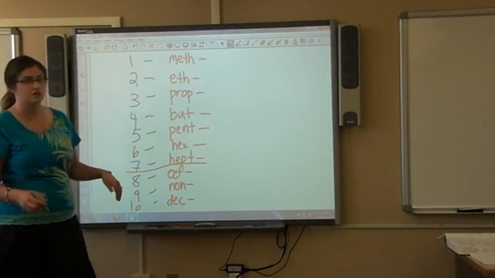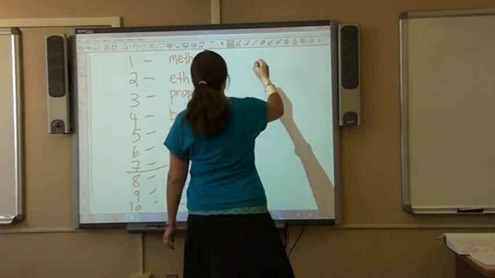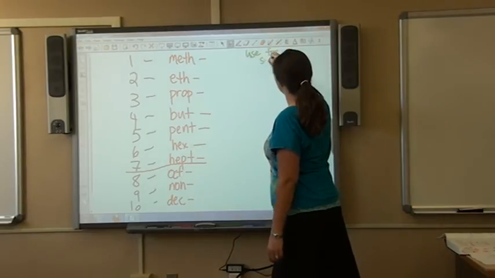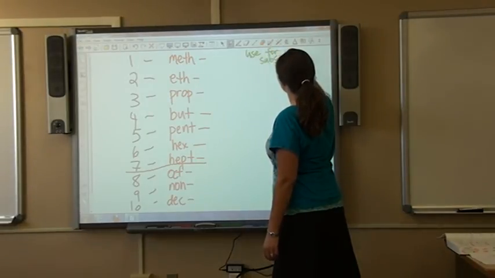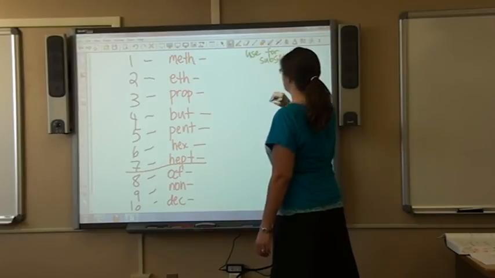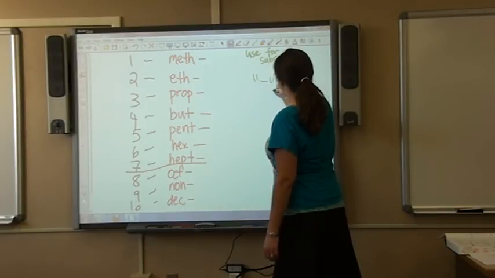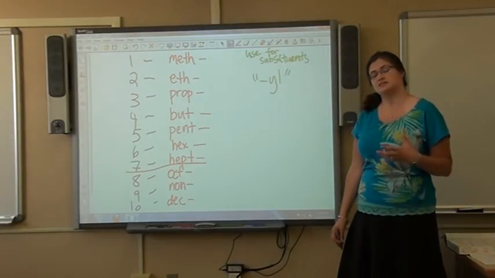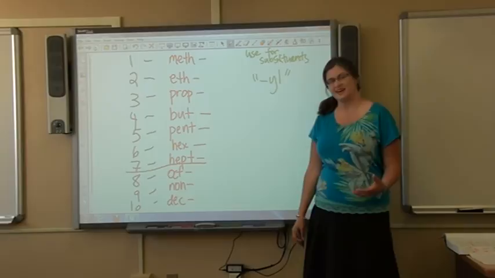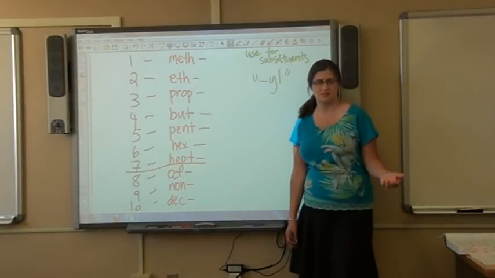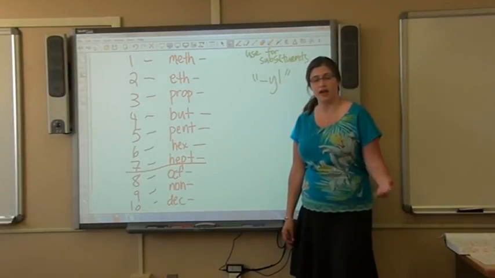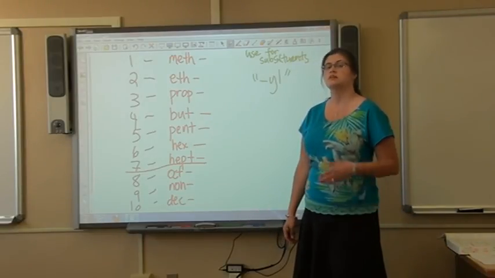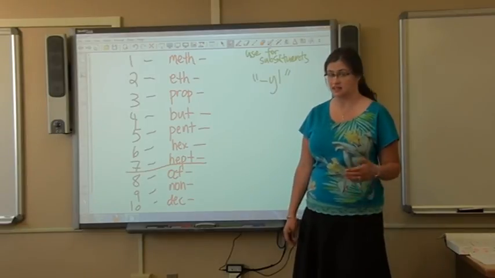Now the way we're going to do that is to look at this chart. When you are going to use these as substituents, you're going to add YL to identify it as a substituent. So in other words, we can't just say methane decane. That doesn't make any sense. We have to put that YL at the end of our base parent name to make sure that we're aware that that's the suffix and not the carbon chain.